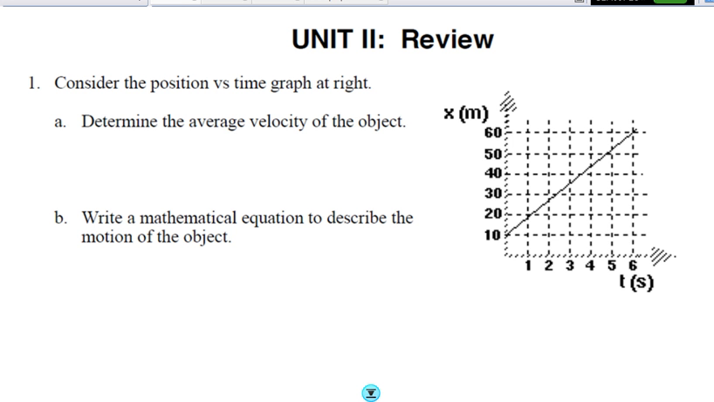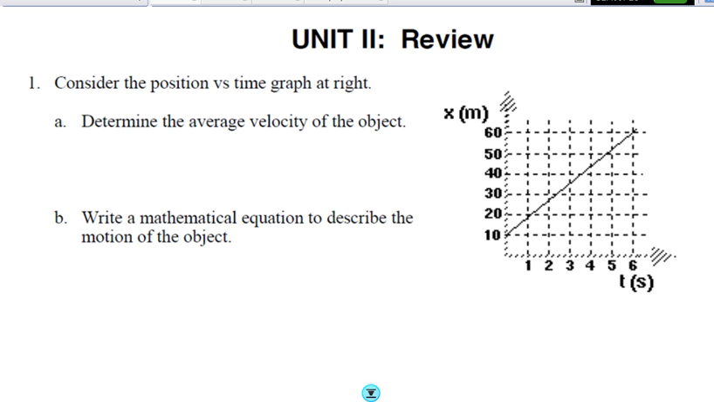In number 1 we're given a position time graph, and in part A we're asked to determine the average velocity, and in part B we're asked to find the mathematical equation that describes the motion of this object. Well, let's go a little bit further. What else can we say about the motion of this object?